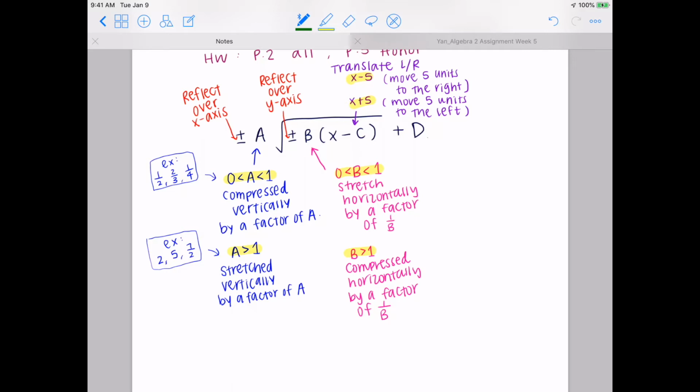Okay, last one, we're going to talk about plus d. That part, it's translate up and down. If it's plus 5, we know it's move 5 units up. If it's minus 5, then it's move 5 units down. Okay.